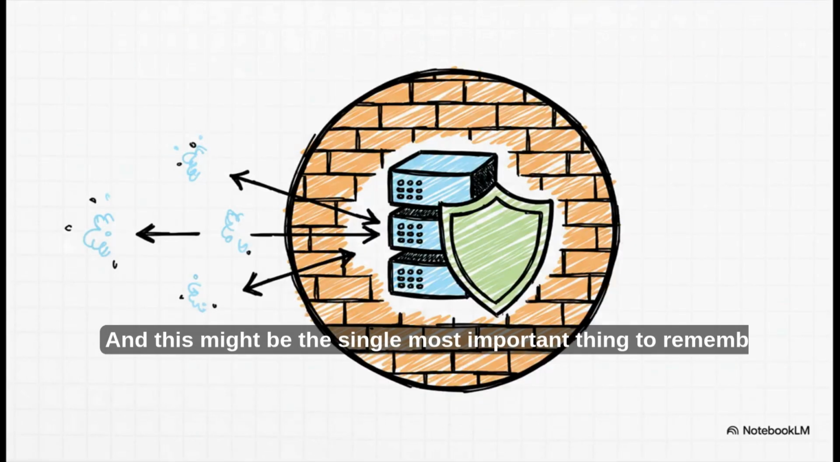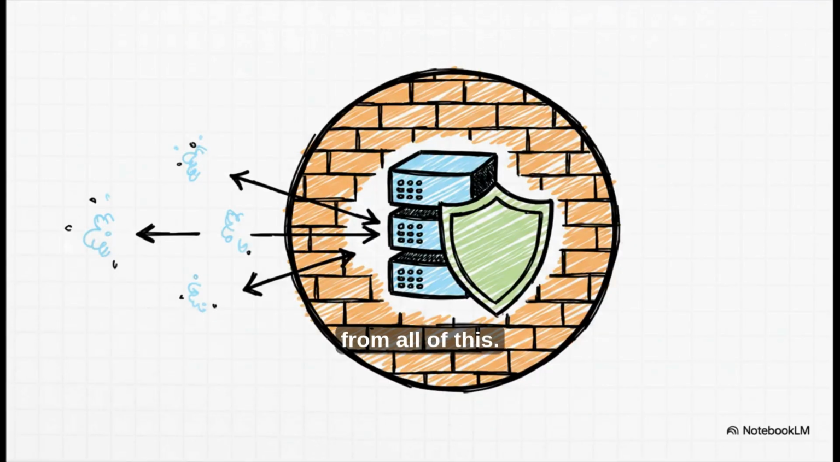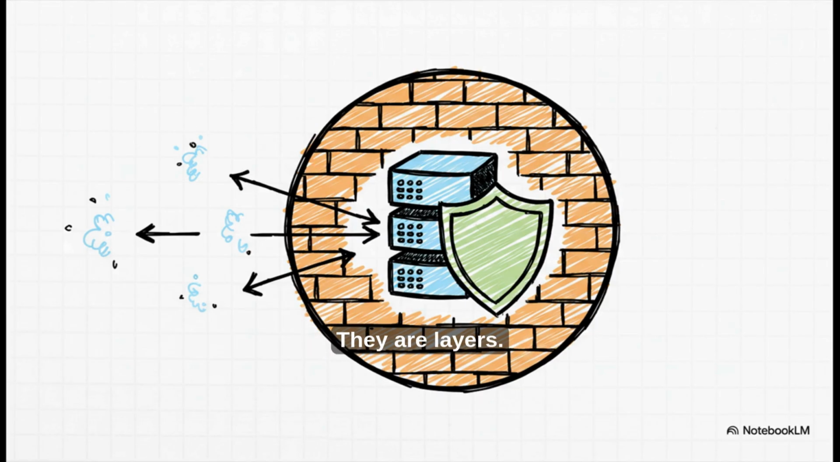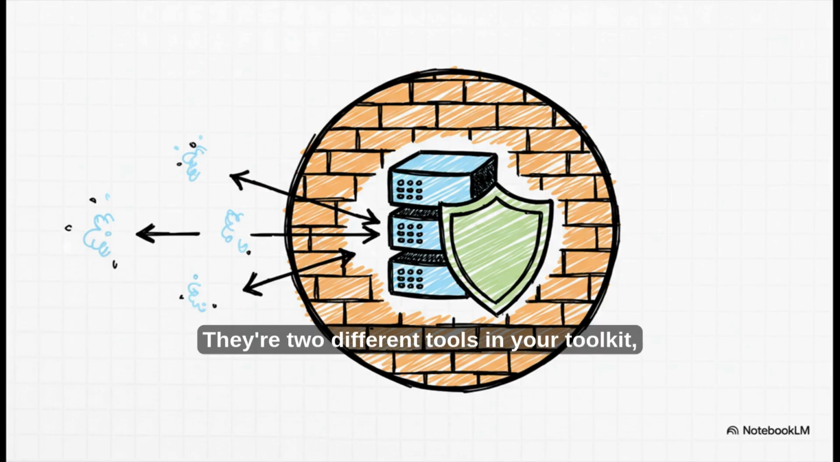And this might be the single most important thing to remember from all of this. Security groups and network ACLs are not fighting for the same job. They aren't competitors. They are layers. They're two different tools in your toolkit, designed to be used together for a deep, layered defense.